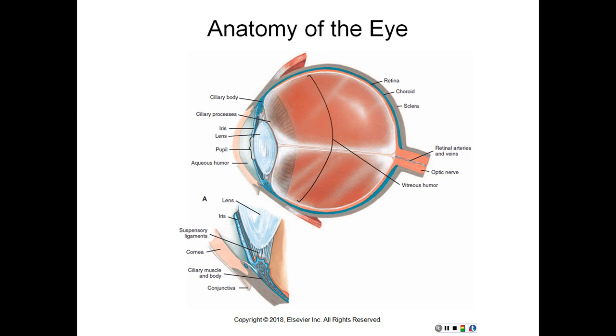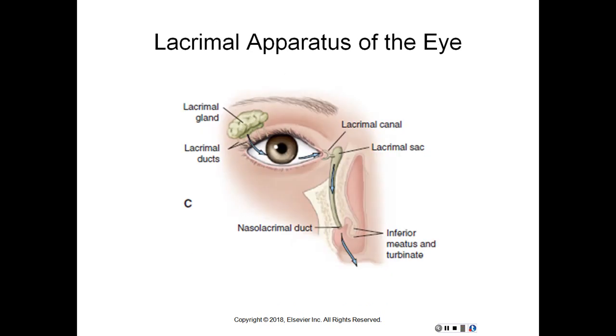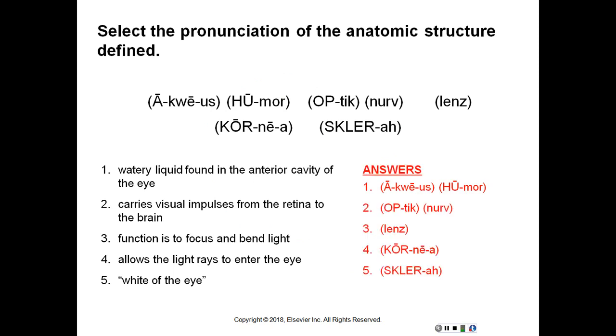So that was basically all of the parts that we just went over. Here's the visual surface of the eye and the lacrimal apparatus of the eye. So again, they're giving us the definition, and then our answer choices are the pronunciation terms. So I'm just going to give them to you here. And that will actually be it for Objective 1.